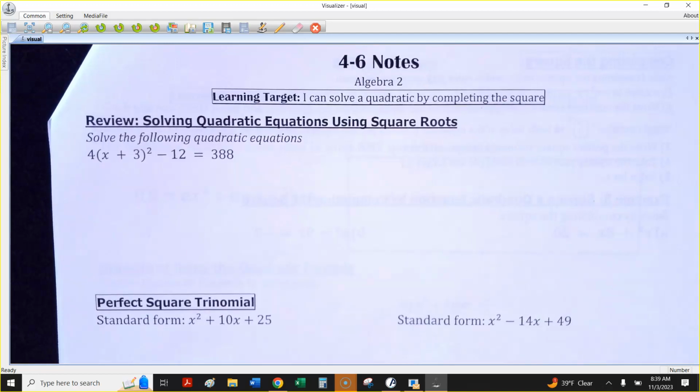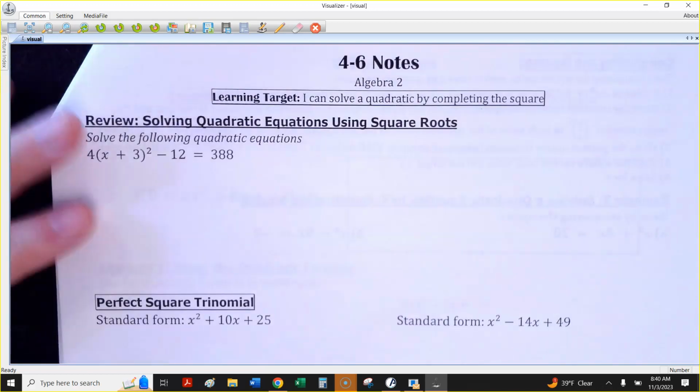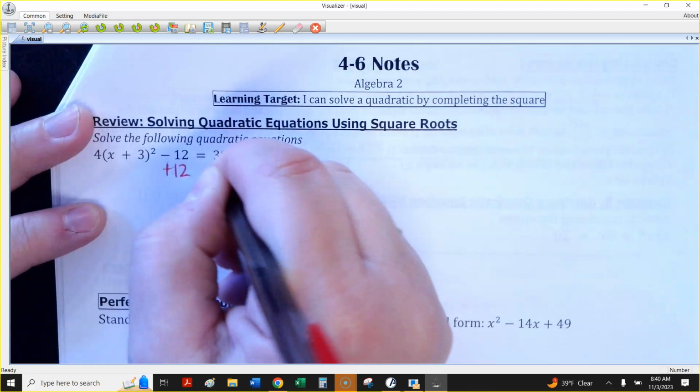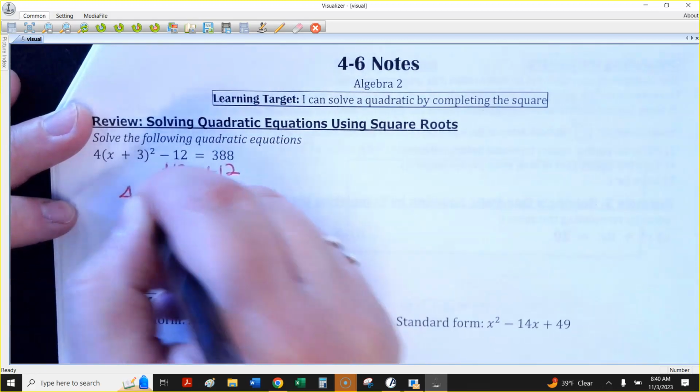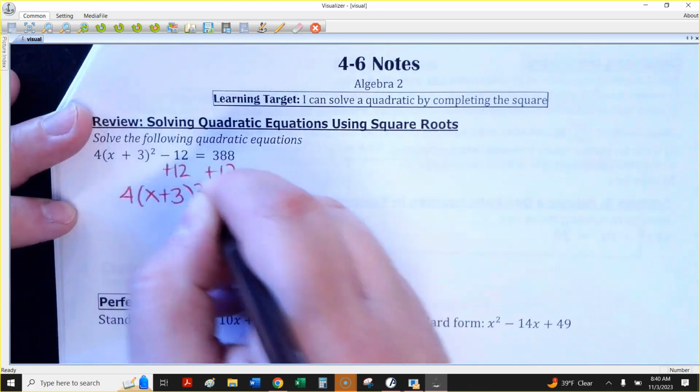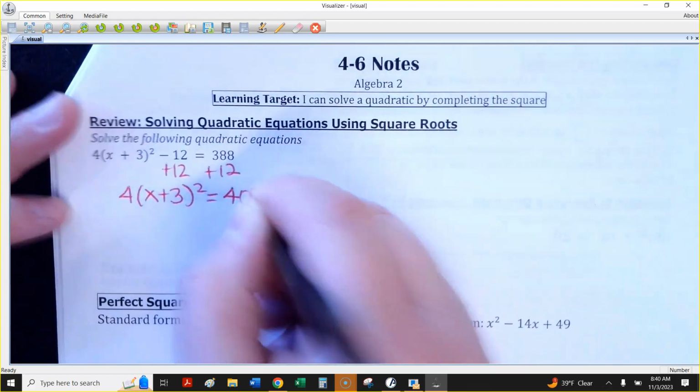Okay, so I've got 4 times (x plus 3) squared minus 12 equals 388. What should I do first here if I'm trying to solve this equation? What's the very first step you would do? Plus 12. Okay, plus 12. All right. 4 times (x plus 3) squared equals 400.